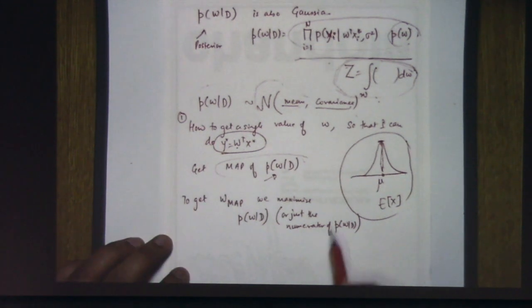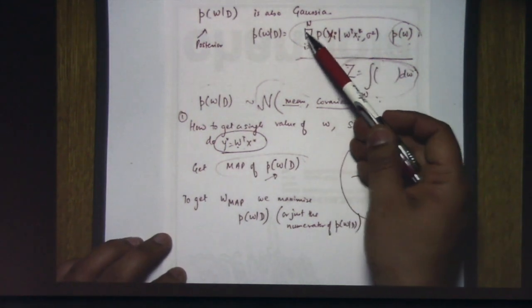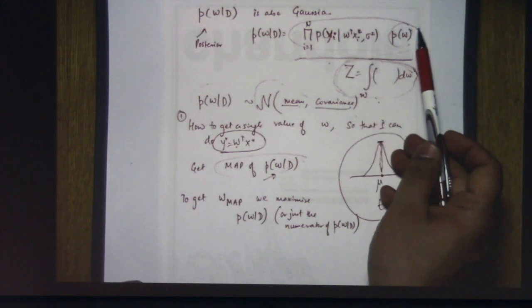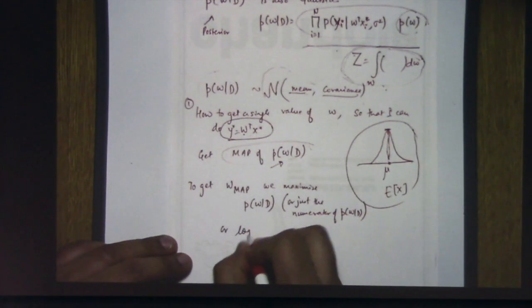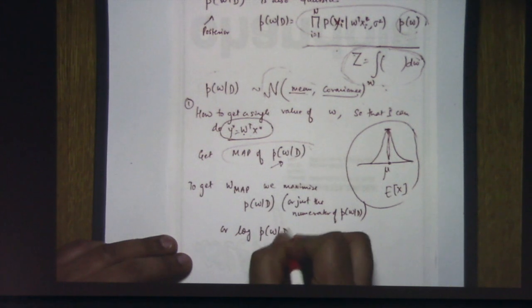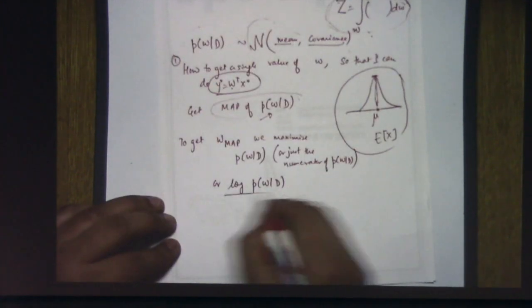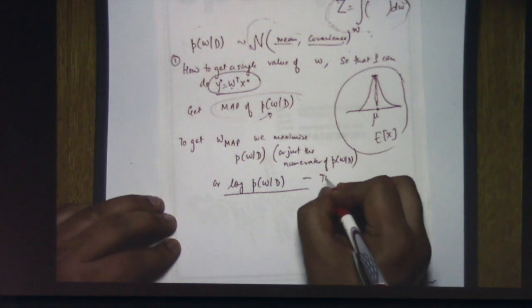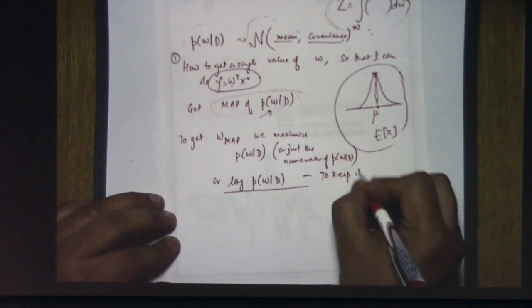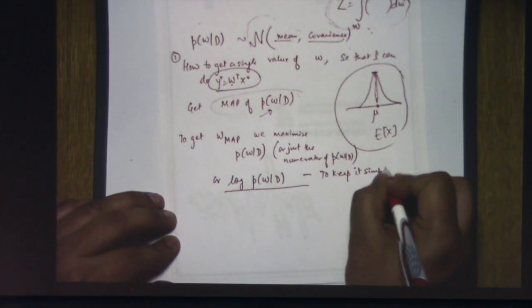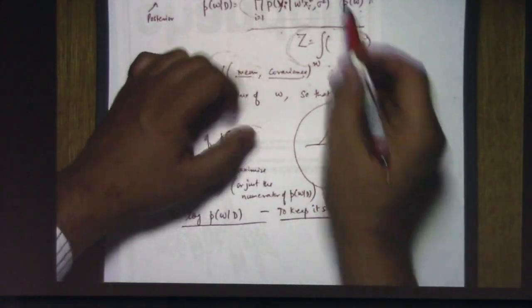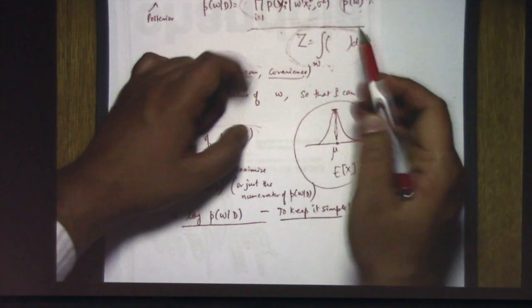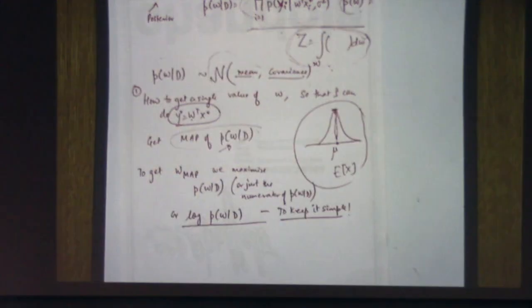Since there's a product here, that becomes a little tricky. So you can take a log of this, the log of P(W given D), the log of the posterior. Why? To keep it simple, we are going to take just the log of this. Now the log of this is easier. This becomes a summation, and this becomes a log of P(W). And then you can maximize it.